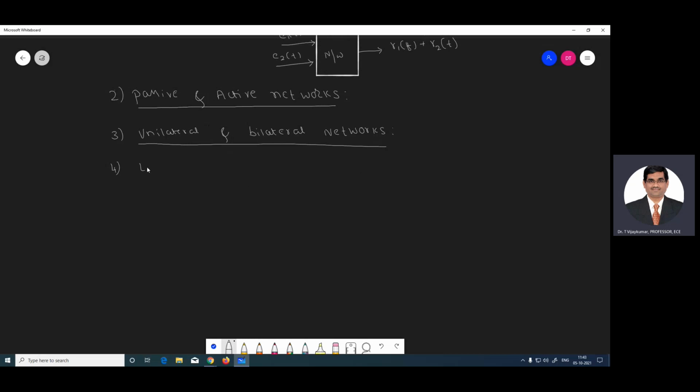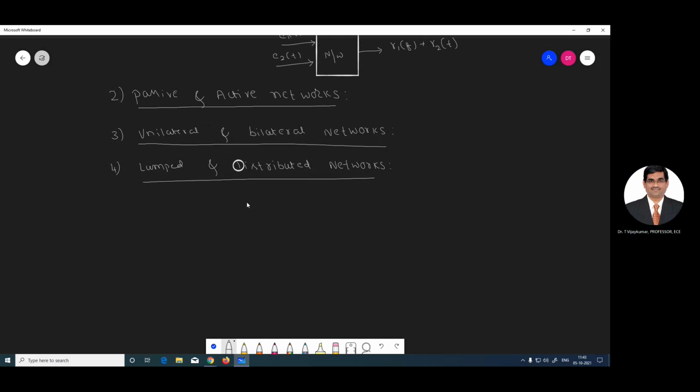Another classification is lumped and distributed networks. What is meant by lumped and distributed networks? A network in which all the network elements are physically separable is called a lumped network. Elements which are not physically separated form a distributed network. For example, transmission lines contain resistance, inductance, and capacitance through the entire length, and these cannot be separated. That is what we call a distributed network.